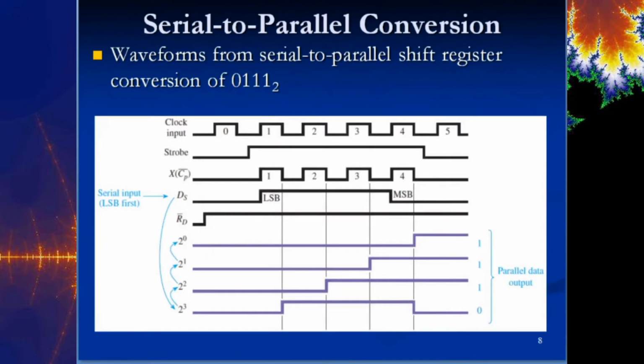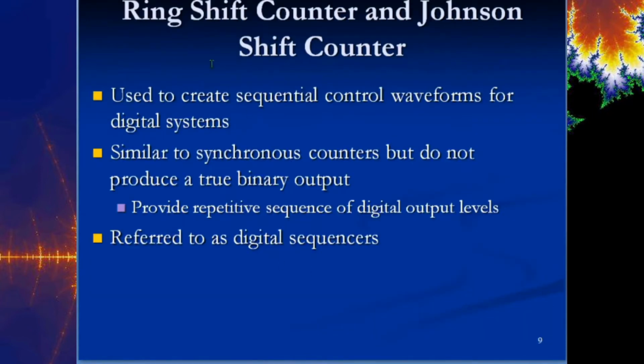And let's see. Let's move all the way down to the specific types. One of them is the ring shift counter. Another one is called the Johnson shift counter. And these are really, if I was asking you to write a crib sheet, I would have you write an example of each one of these on your crib sheet because you'd have to create it for the exam. And I still may ask you to do that for this second exam.